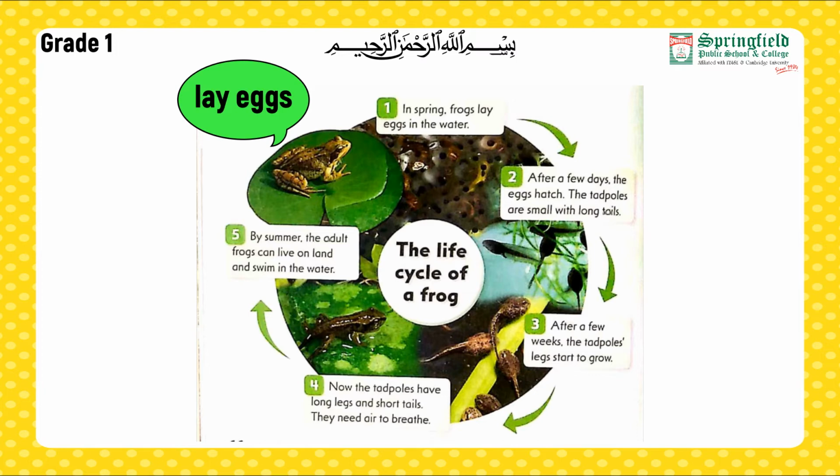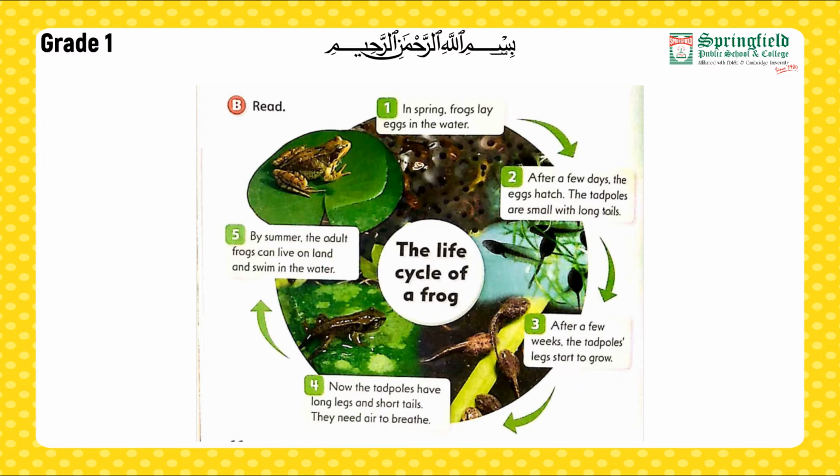So students, here they are telling in the first step that in which season frogs lay eggs. Now we know that we have got 4 seasons: spring, summer, autumn and winter. So in the spring season, when most of the fruits are ripening, that's the time when the frog lay eggs, and frog lay eggs in water.